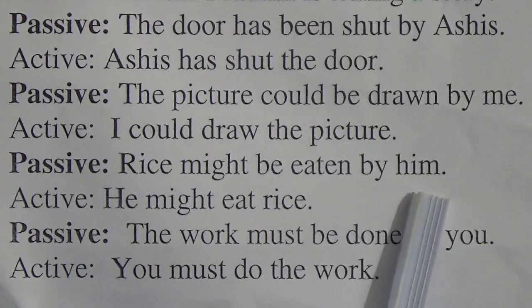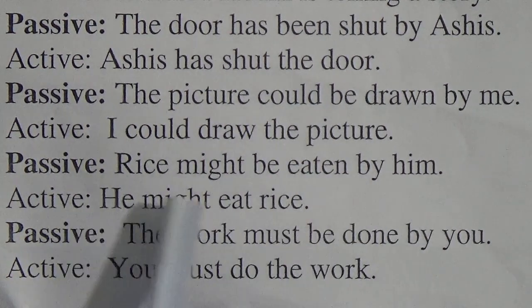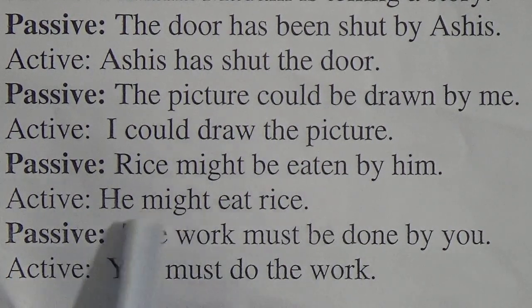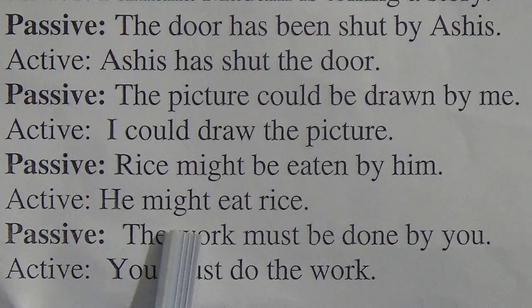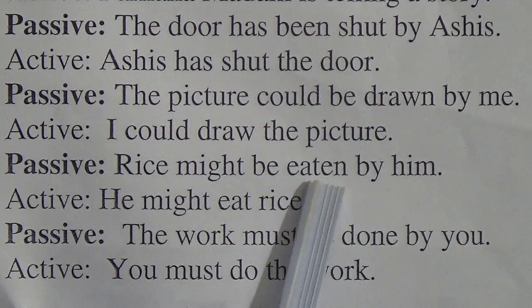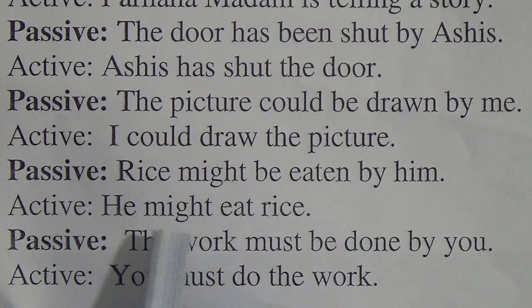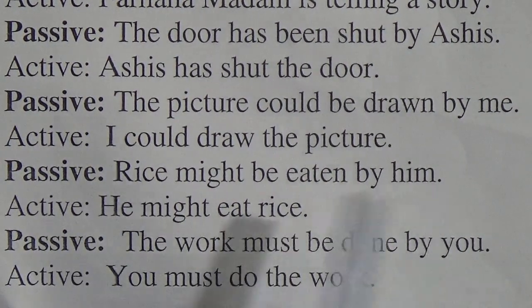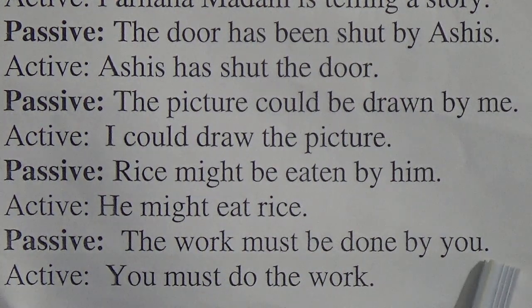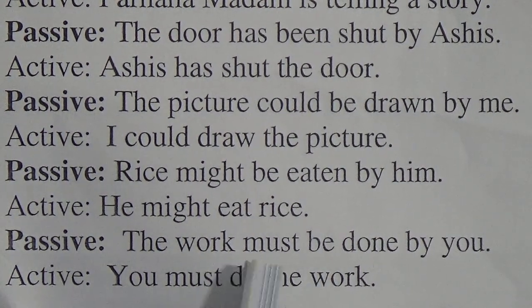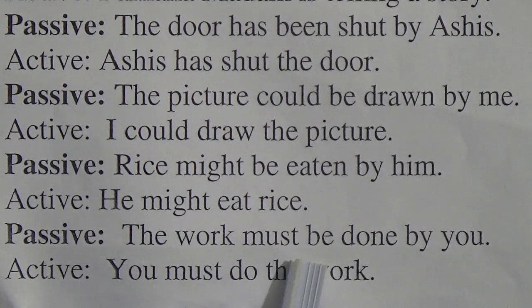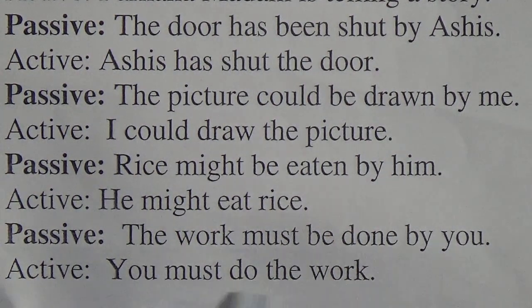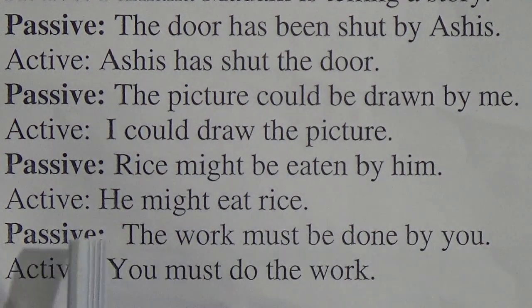After the modal auxiliary verb we will use be. So we will take could, and after could we will use the present form of the verb, draw, and the picture. Rice might be eaten by him. Him will be the subject, he. Might is a modal auxiliary verb. So we will take might only, and after might we will take the main verb, eat, and rice becomes the object. The work must be done by you. You will be the subject, must be is a modal auxiliary verb, we will take only must. After must we will take do, the main verb, and the work, the subject, will be the object at the end.